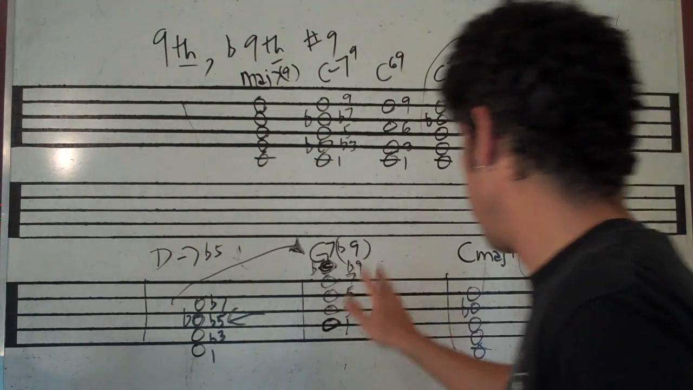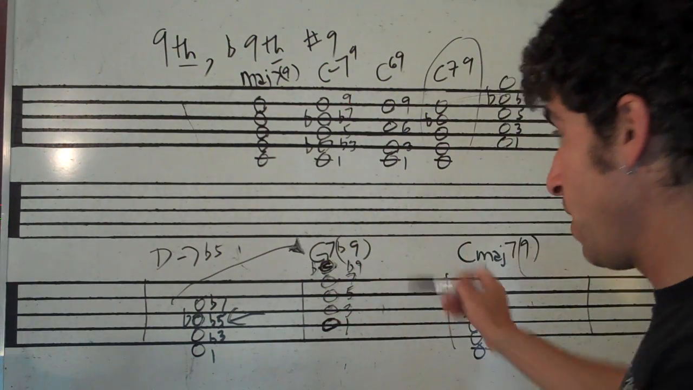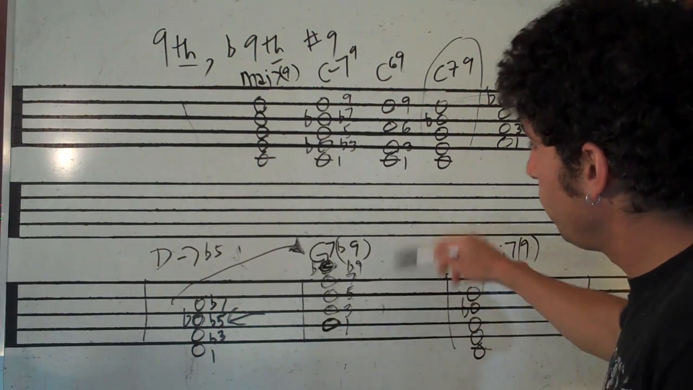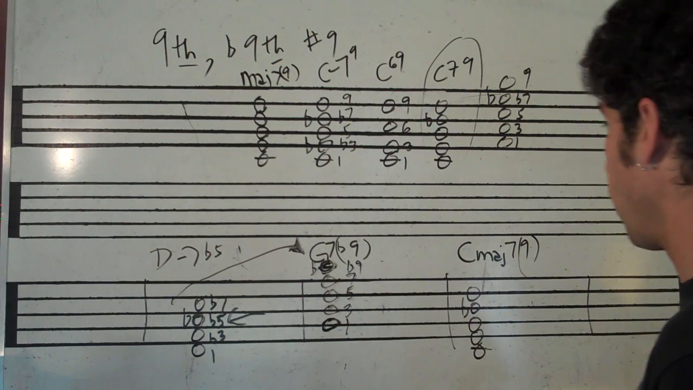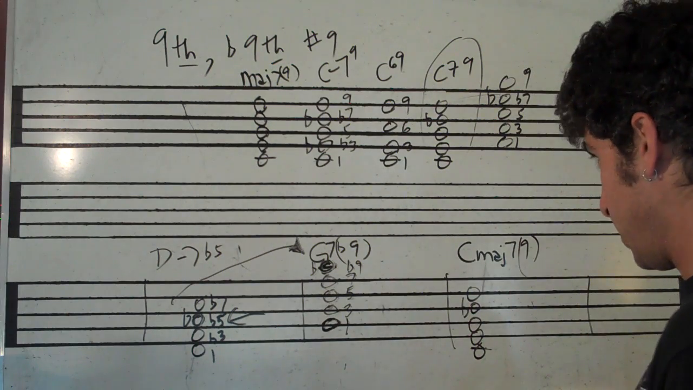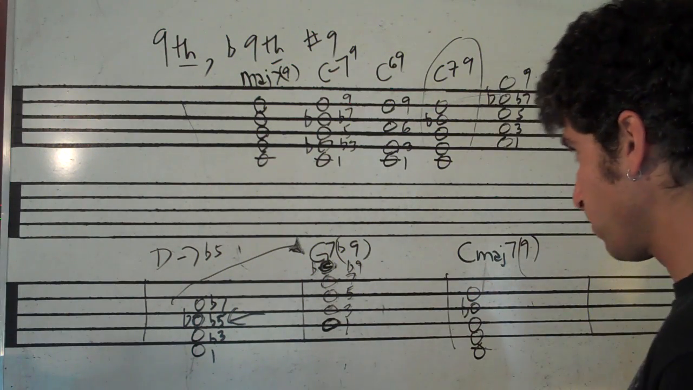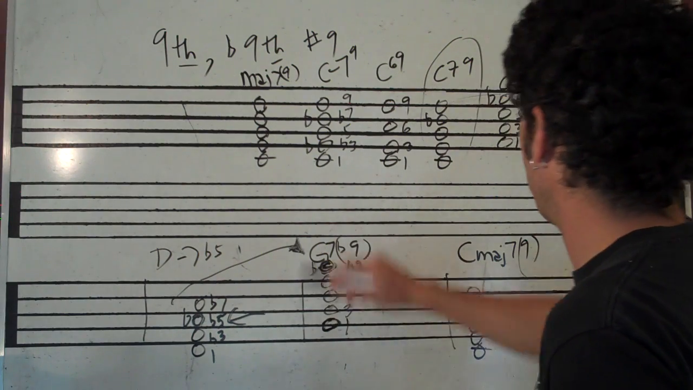This can also work in blues. So again, you might play this in a blues context. You might go to the 4 chord and play C dominant 7 flat 9. This can work in blues too.